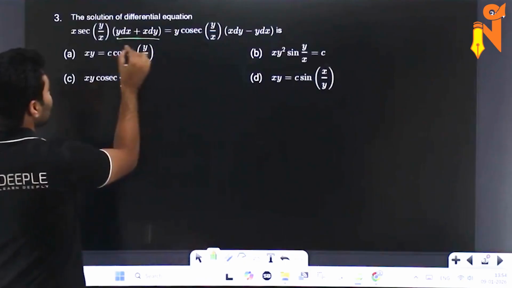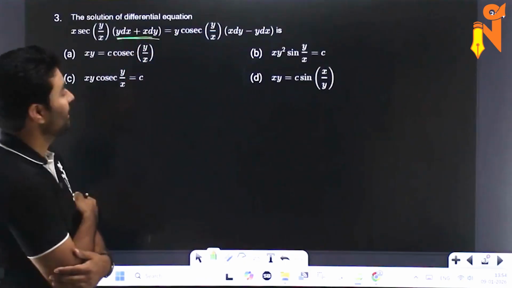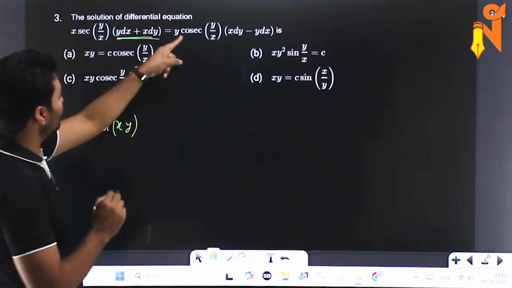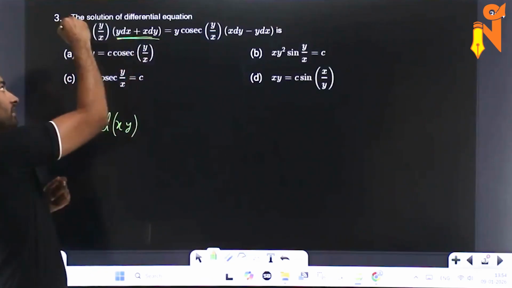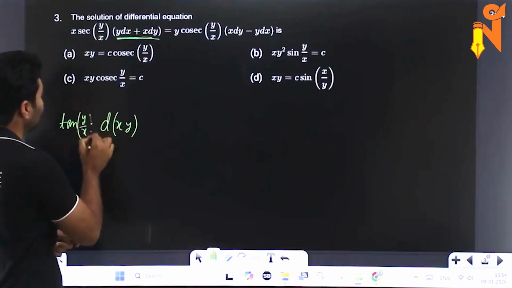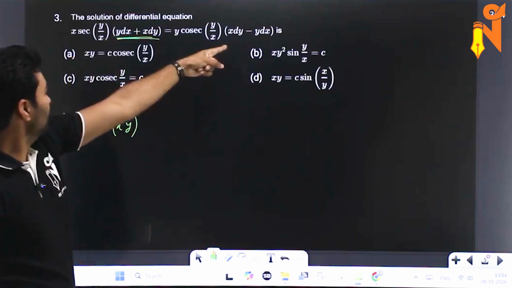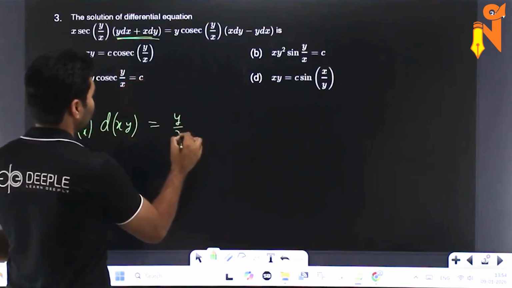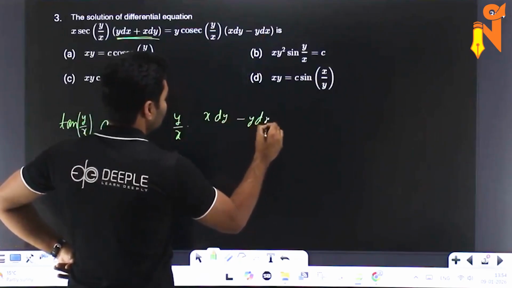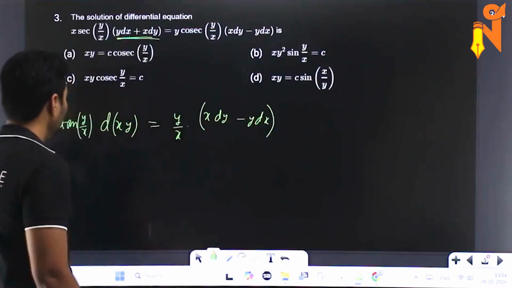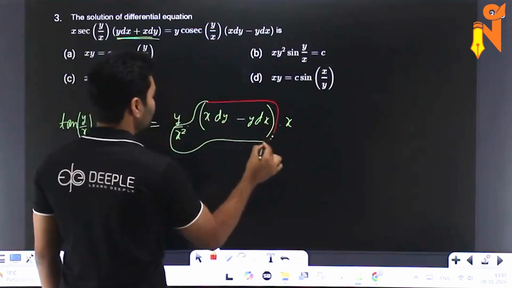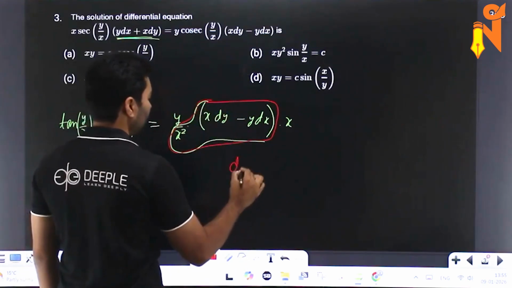Next, this is also a very simple question. First of all, you can see here, this is actually d of xy, and cosec will go there. So sine by cos means tan, tan of y by x. Wow, nice. This x will go down there, so y by x into, what is this actually? This is x dy minus y dx. If you multiply and divide by x here and x here, this expression will become d of y by x.